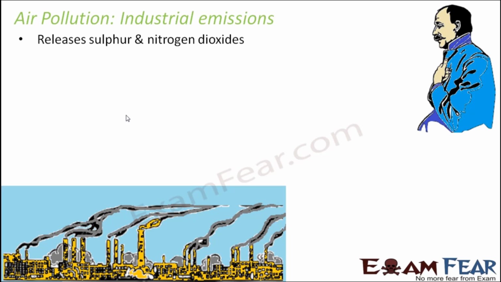So as discussed, industrial emissions primarily contain sulfur and nitrogen dioxides, which are extremely harmful for humans. Sulfur dioxide is a colorless gas, however it has a very pungent smell, and it is very reactive in the sense that it reacts easily with other substances to form harmful things like sulfuric acid. So sulfur dioxide reacts to form sulfuric acid or sulfurous acid or sulfate particles.